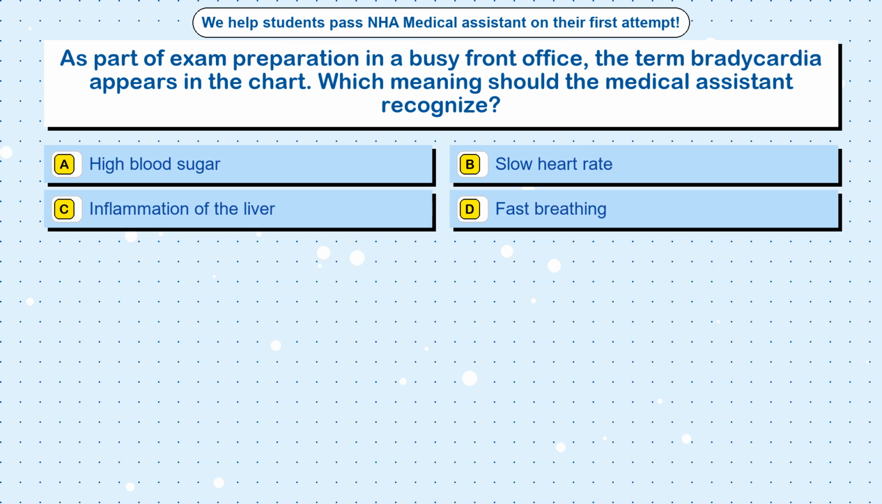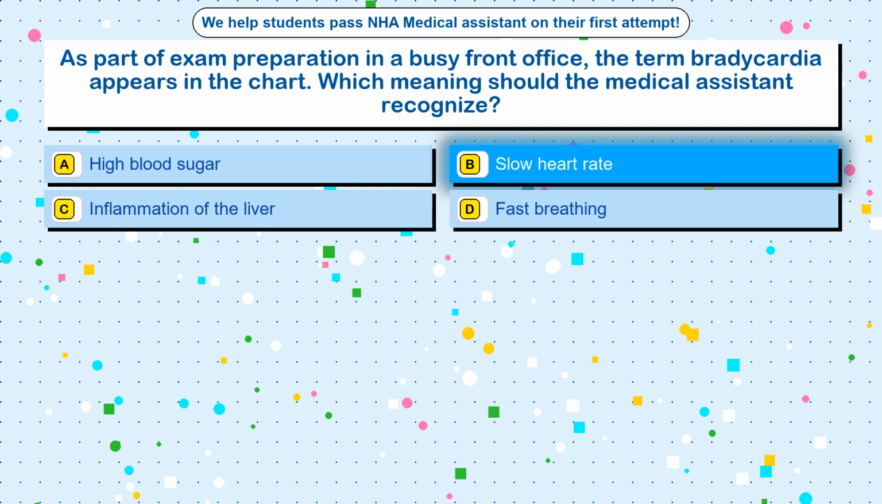Question 48. As part of exam preparation in a busy front office, the term bradycardia appears in the chart. Which meaning should the medical assistant recognize? Option A, high blood sugar. Option B, slow heart rate. Option C, inflammation of the liver. Option D, fast breathing. The correct answer is option B, slow heart rate.